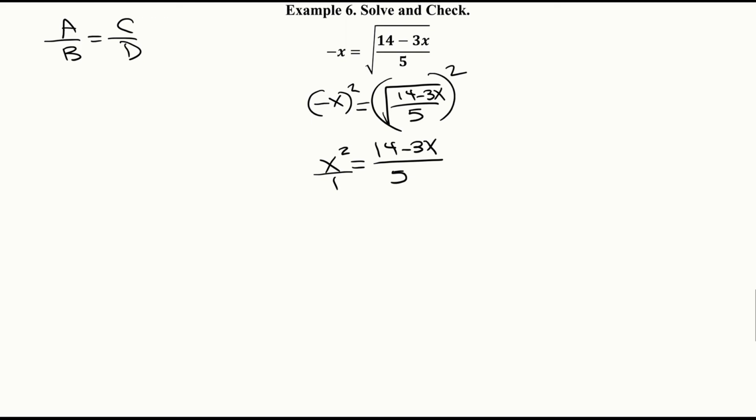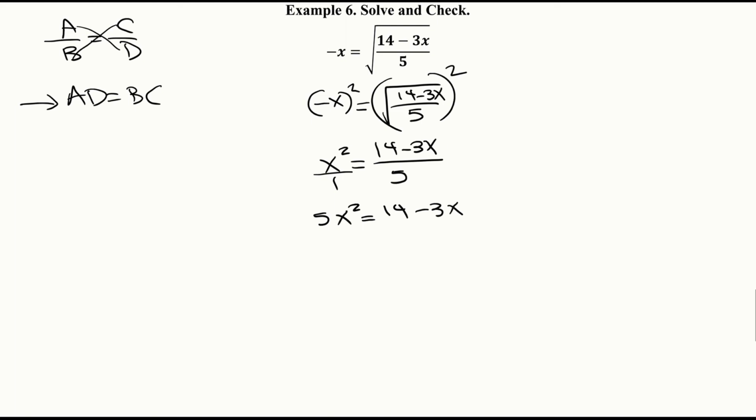The best way to handle a problem like that is to cross multiply. That says AD is equal to BC. This is called the principle of cross multiplication, and your best friend, as long as you only have one fraction equals one fraction. So we're going to get 5x squared equals 14 minus 3x.